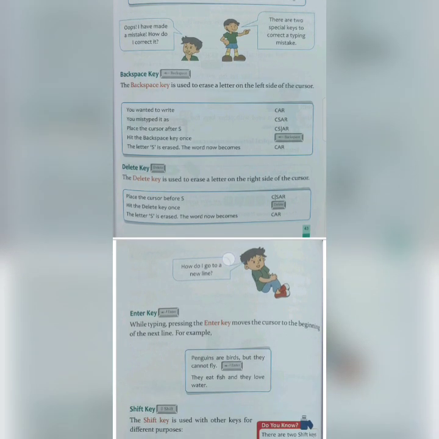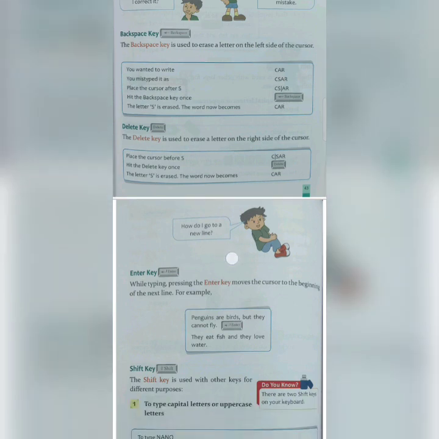Suppose you wanted to write car, CAR, but by mistake you have typed CSAR. So now place the cursor after S, the letter which you want to erase. Place the cursor after that letter. Then hit the backspace key and the letter S will vanish. The word now becomes car, CAR.